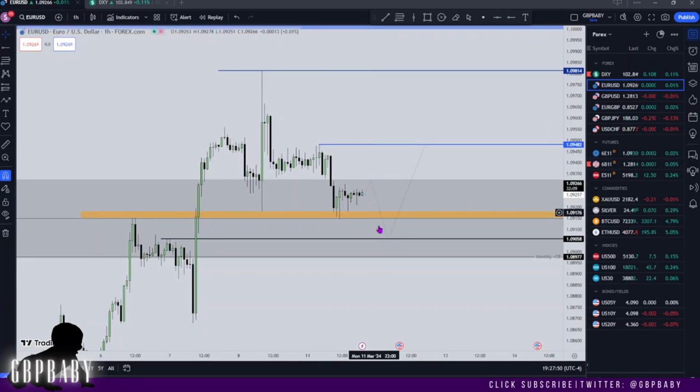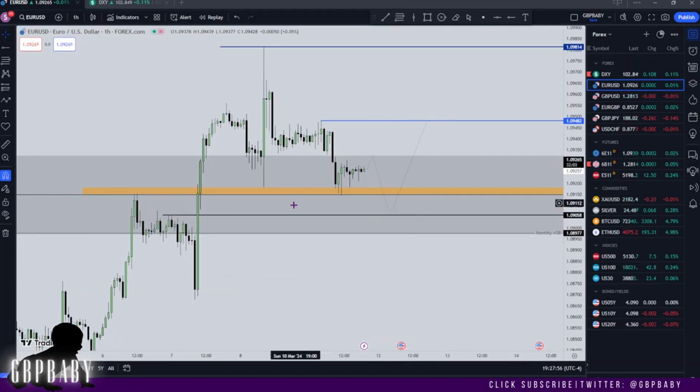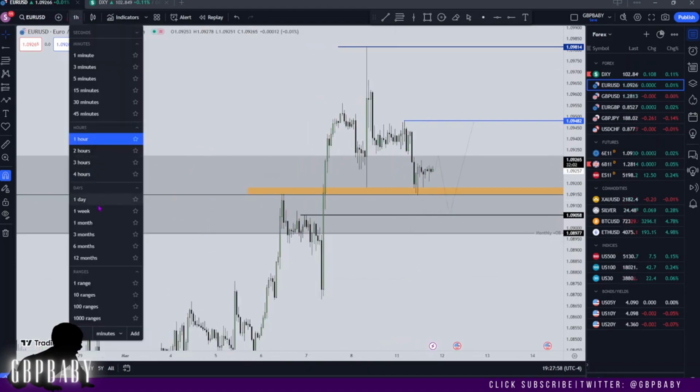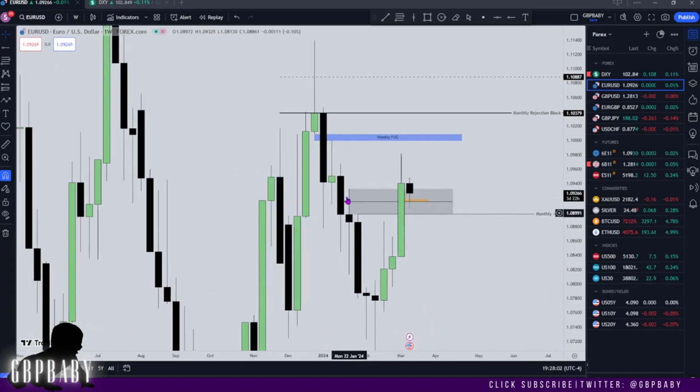Let's say price doesn't do that and we do have expansion to the downside. If price starts disrespecting, as soon as price leaves this grey range, and if you look on the weekly, I'll just show you. On the weekly, that's this wick, right?